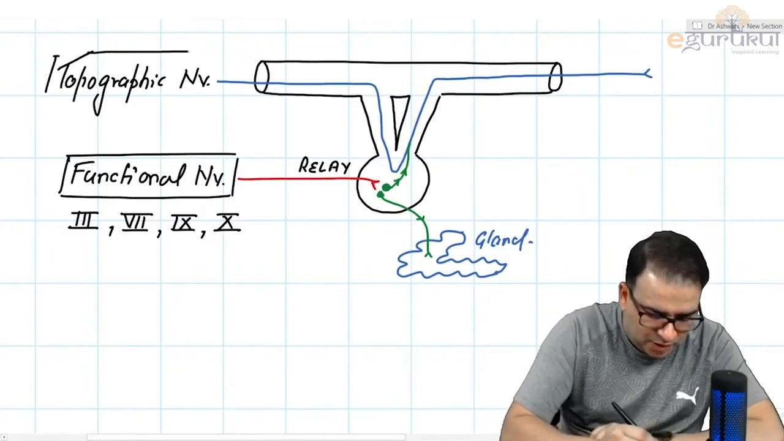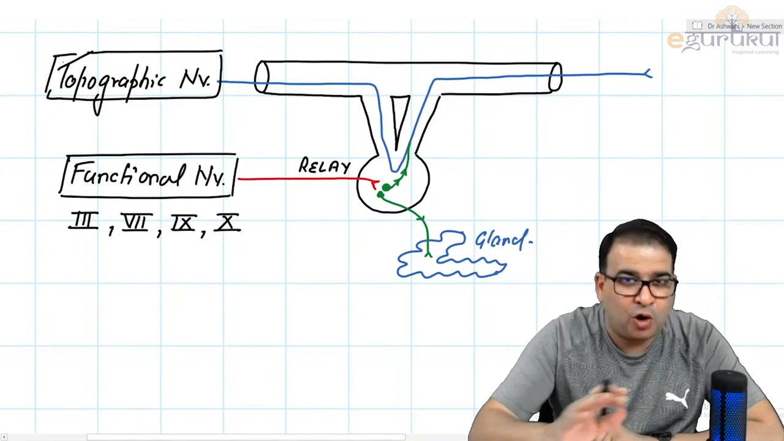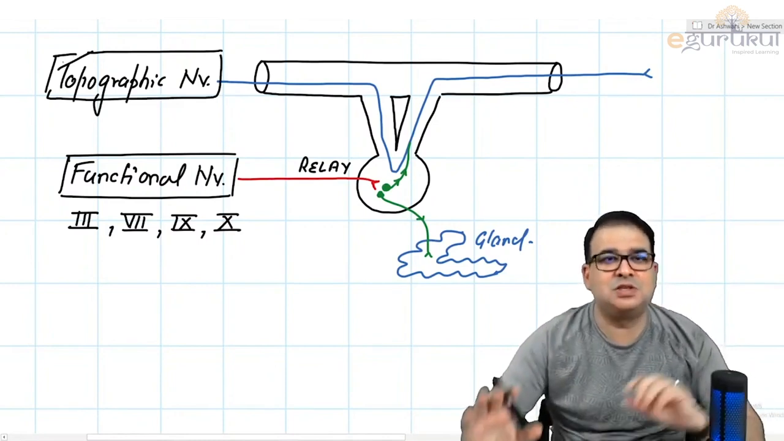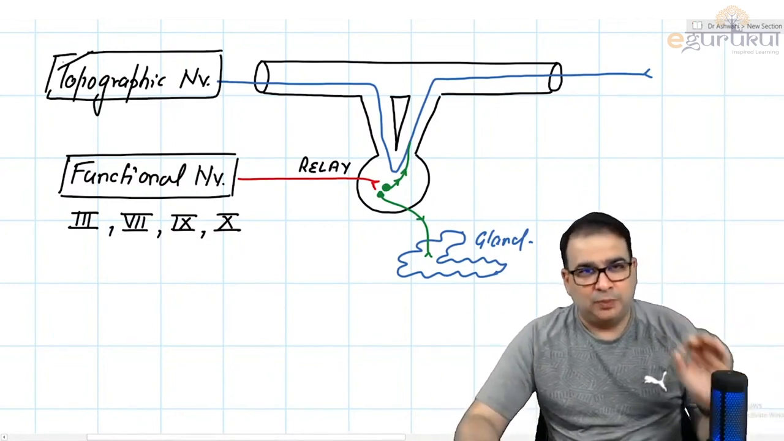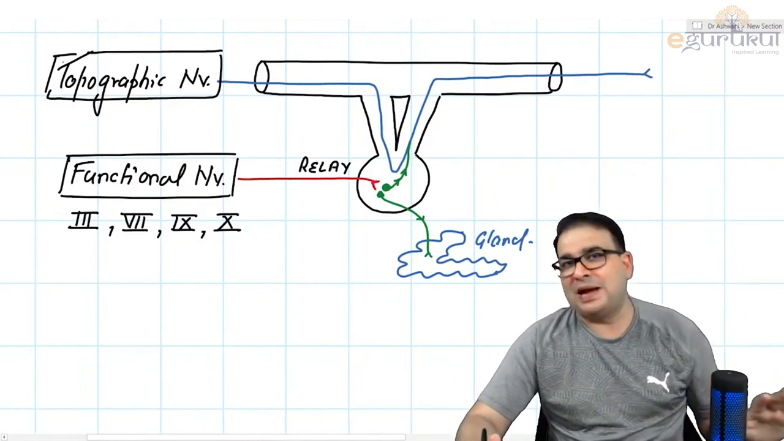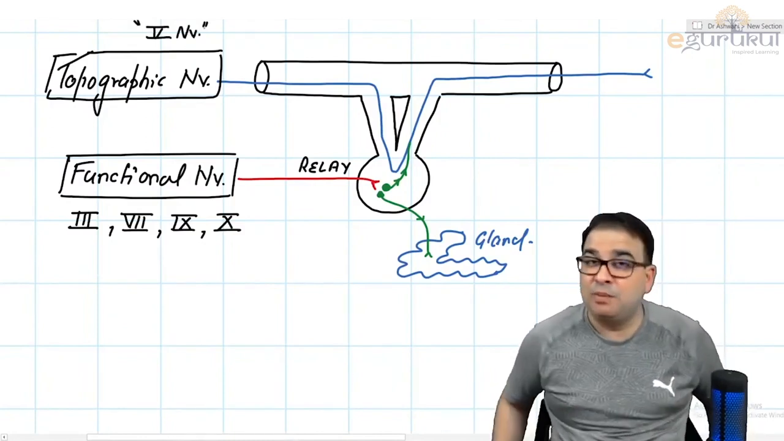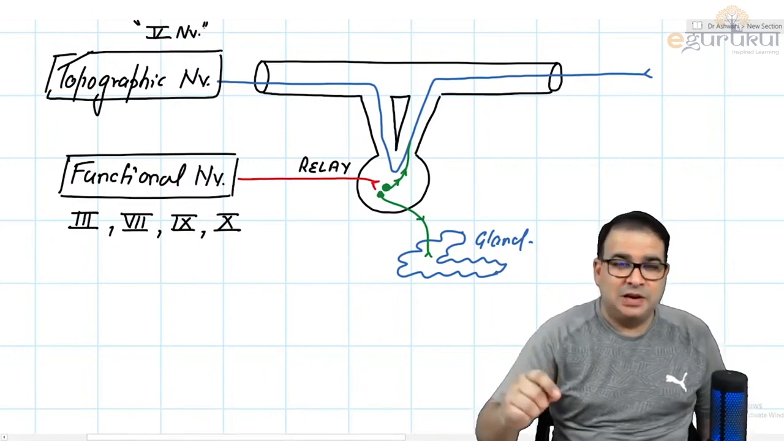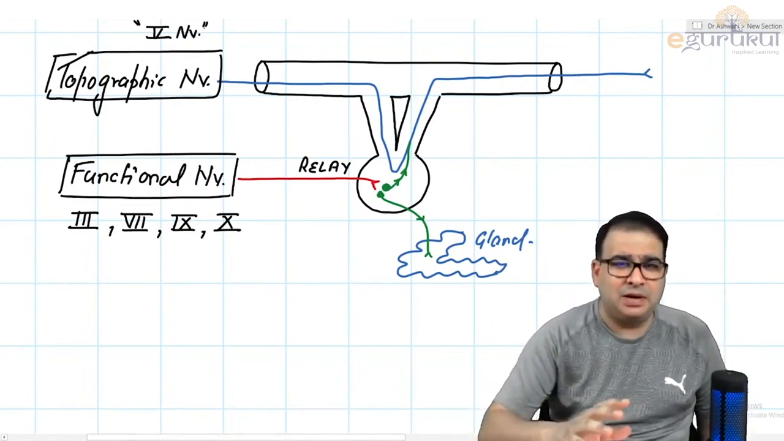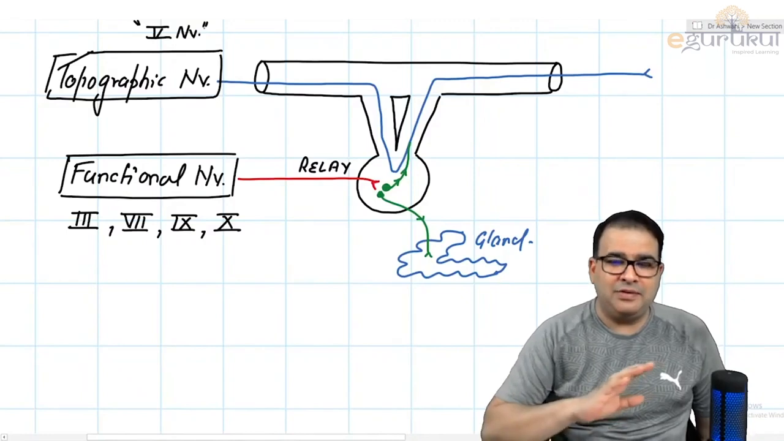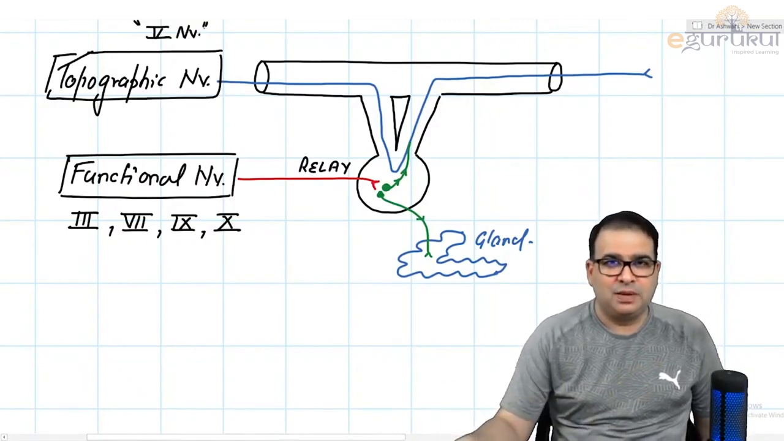And one important point, guys: the topographic nerve for all four parasympathetic ganglia. This is such an amazing point. The topographic nerve for all four parasympathetic ganglia is the trigeminal nerve. Say hello to the trigeminal nerve. Imagine how important this is. Trigeminal nerve: ophthalmic, maxillary, mandibular. It is the topographic nerve for every ganglion, guys, for all the four.